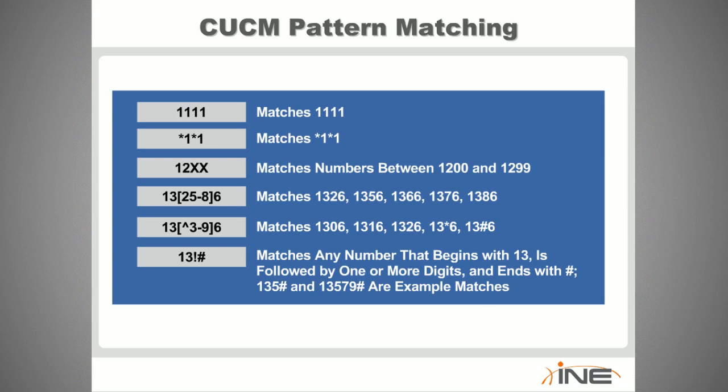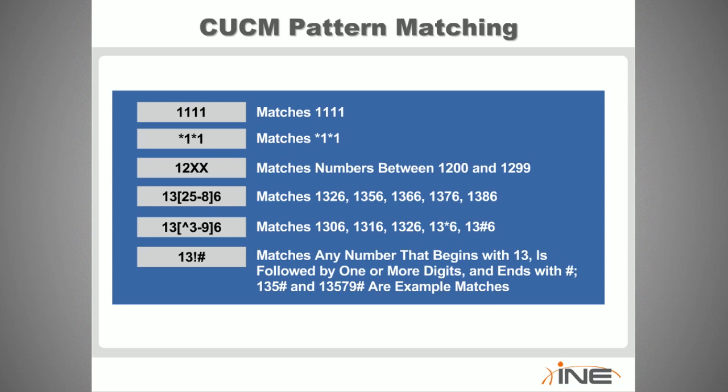Everyone said 100. It does not match 99 because counting canonically, 0 is also a number. So 1200 is the first number, and then we have 1 through 99. So it matches 100 numbers. That's exactly right.